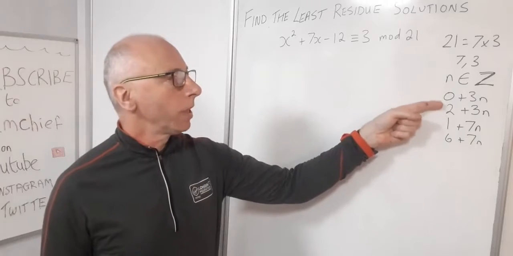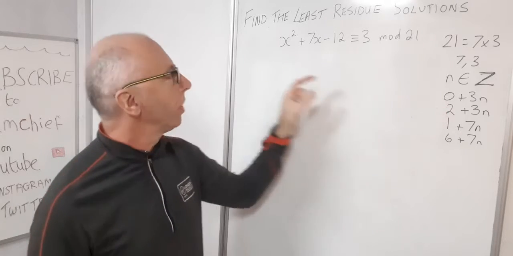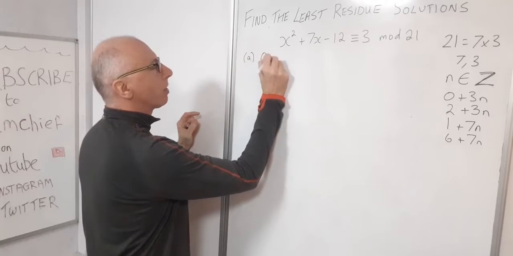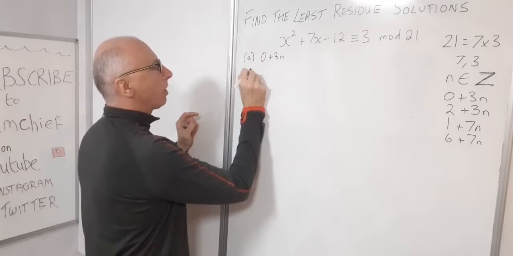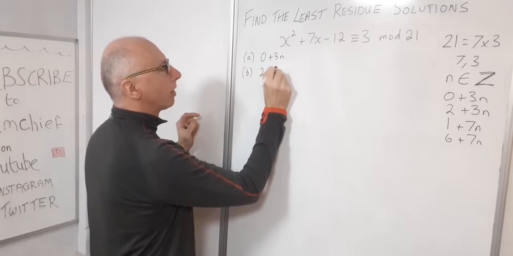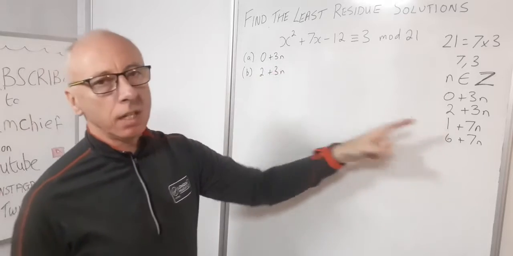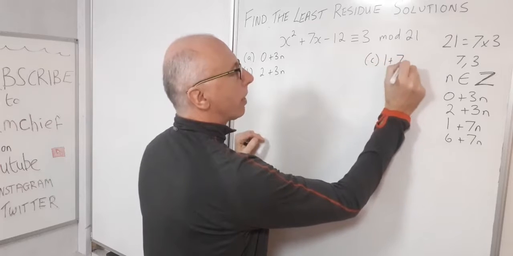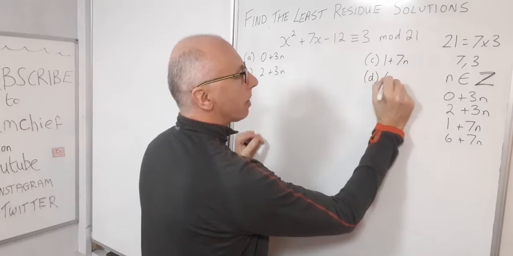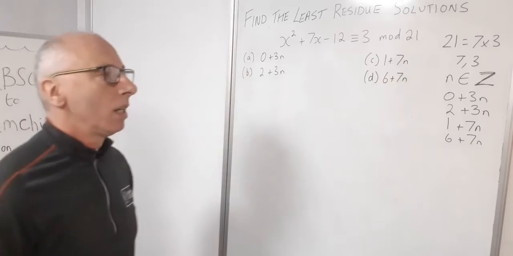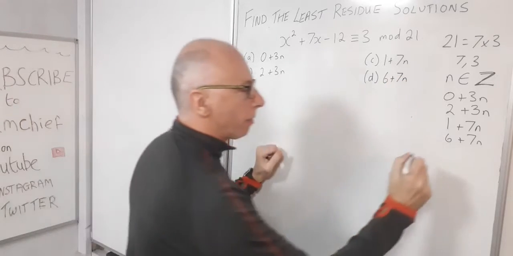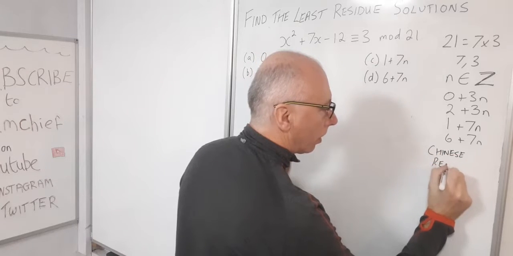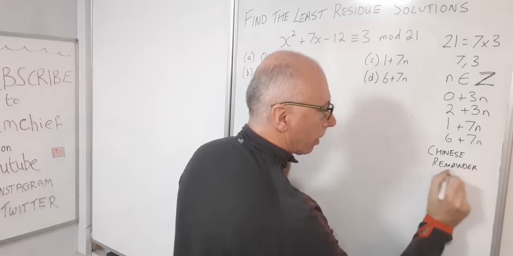Okay, so now what I'm going to do is I'm going to arrange these solutions modulus 3 on this side, and I'm going to give them a label. So my A solution is 0 plus 3n, and my B solution I'm going to call 2 plus 3n. And then my C and my D will be these respectively, and I'm going to put these on this side. So I've got 1 plus 7n, and my D is 6 plus 7n. So now we're going to use something called the Chinese Remainder Theorem.